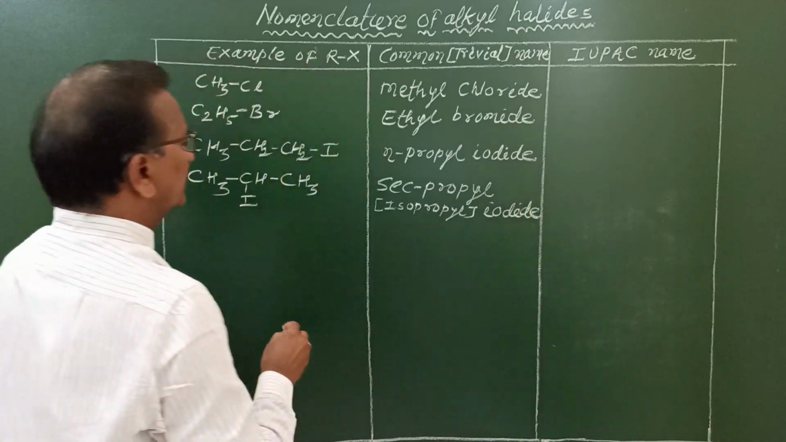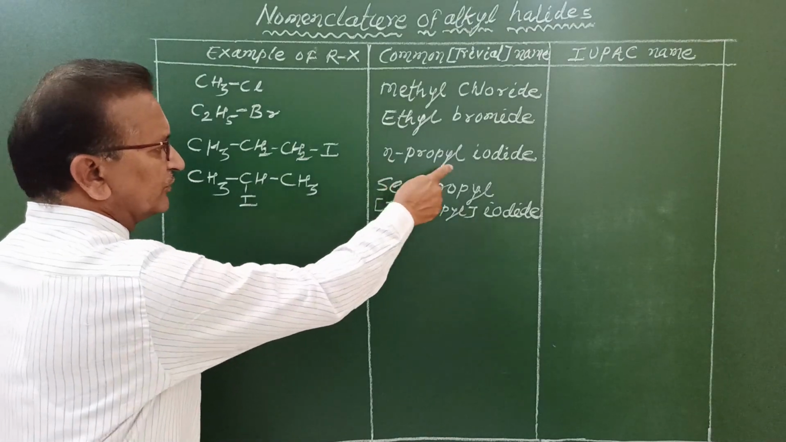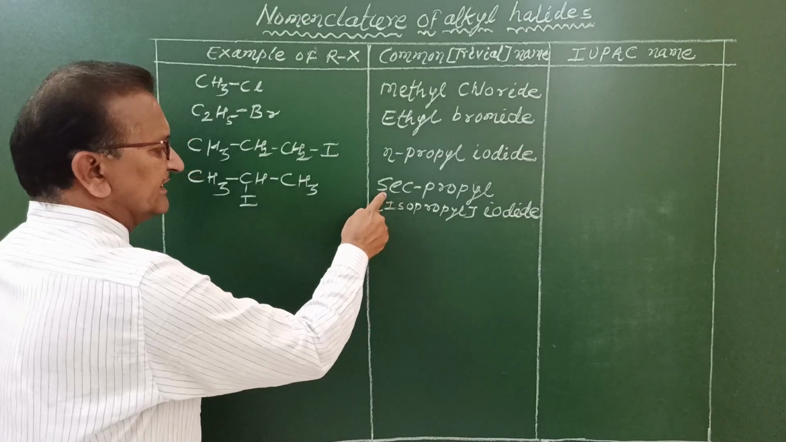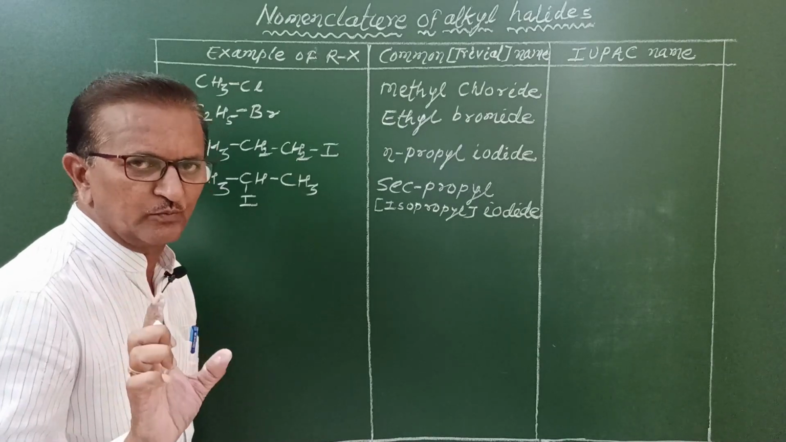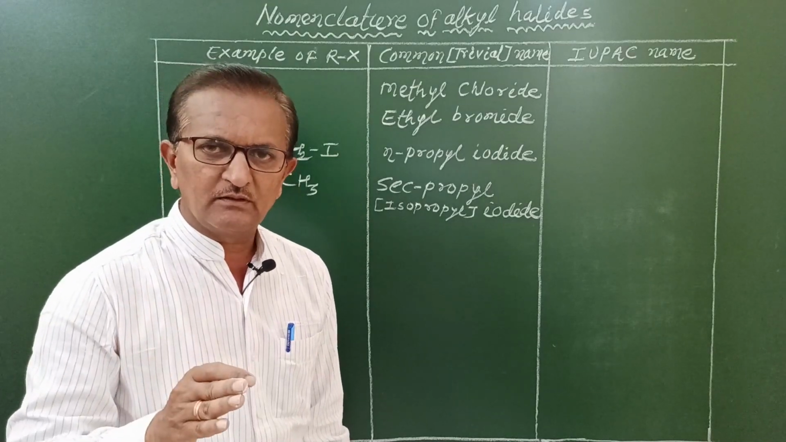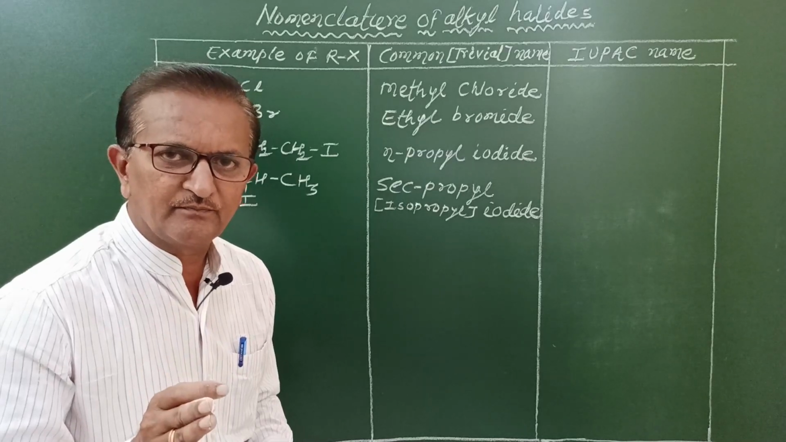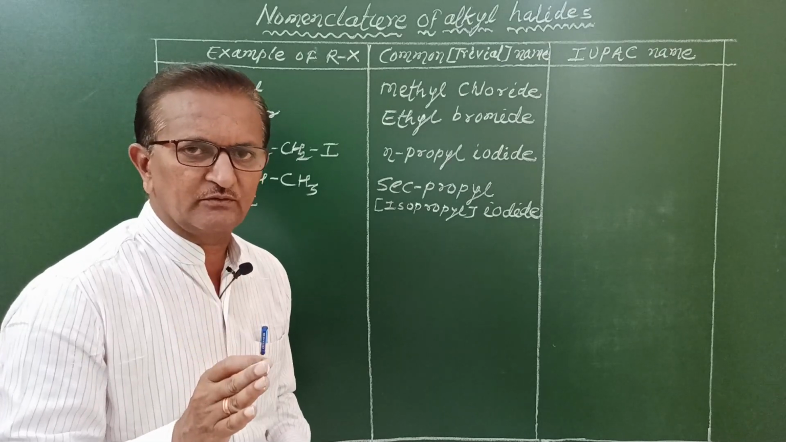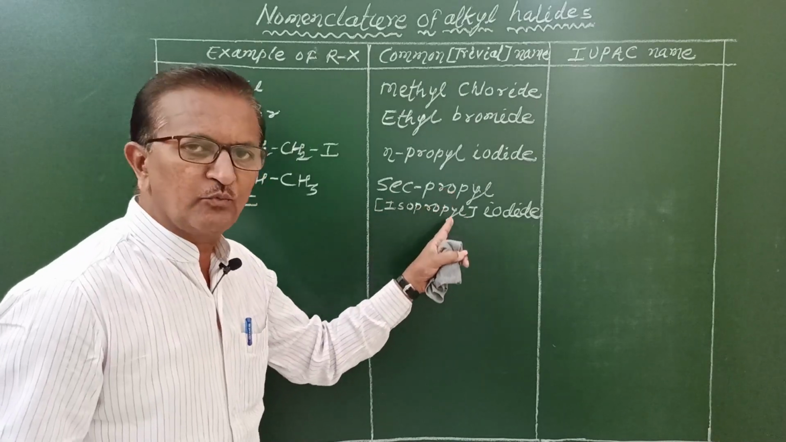So in propyl iodide, how many possible isomers are there? Two. One is n-propyl iodide, the second is sec- or isopropyl iodide. Sec and iso prefixes are used only for the propyl group. When we proceed to the butyl group, sec-butyl and isobutyl are not the same. They are different. Therefore, try to remember this point. It's very important. We can use sec or iso only for the propyl group.